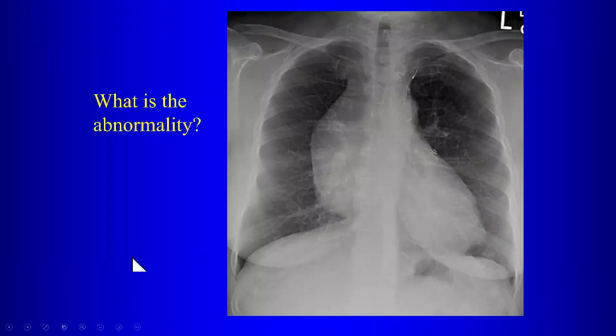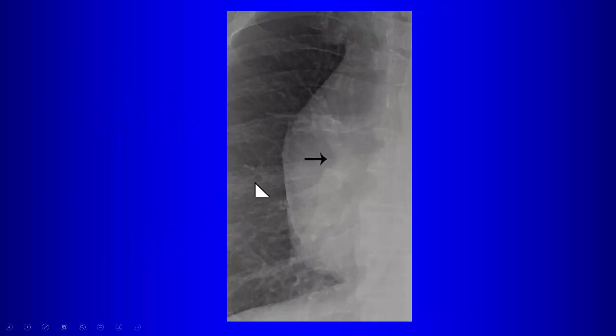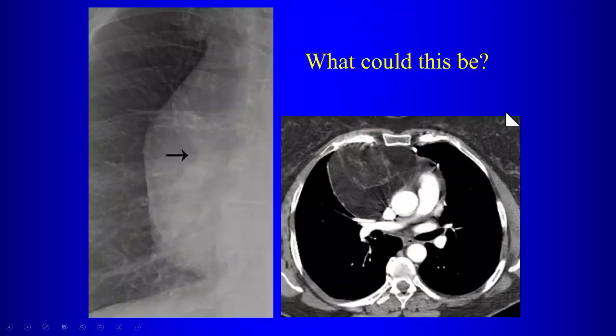So what sign is demonstrated here? The hilum overlay sign. Yes, you can see the pulmonary artery through the mass. Is this anterior or posterior? How do you know it's anterior? Right, we lose the right heart border. So this is an anterior mass. Okay, hilum overlay sign. We can see the pulmonary artery through the mass. Here it is on CT.